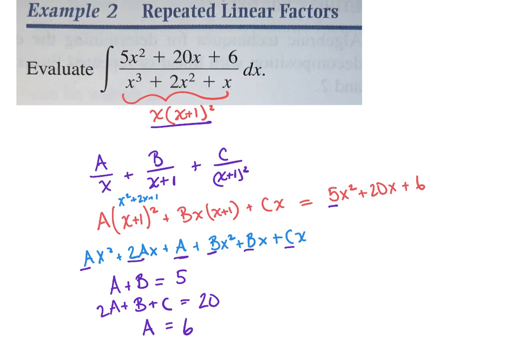So if A is 6, then I'm just going to break this down to be 6 over x. My B here, if I plug it in here, is going to be negative 1. So minus 1 over x plus 1. And then my C, I can just plug it in here. And my C is going to equal 9. So I have 12 plus a negative 1, and subtracted from 20. So we're going to get 9 for C.